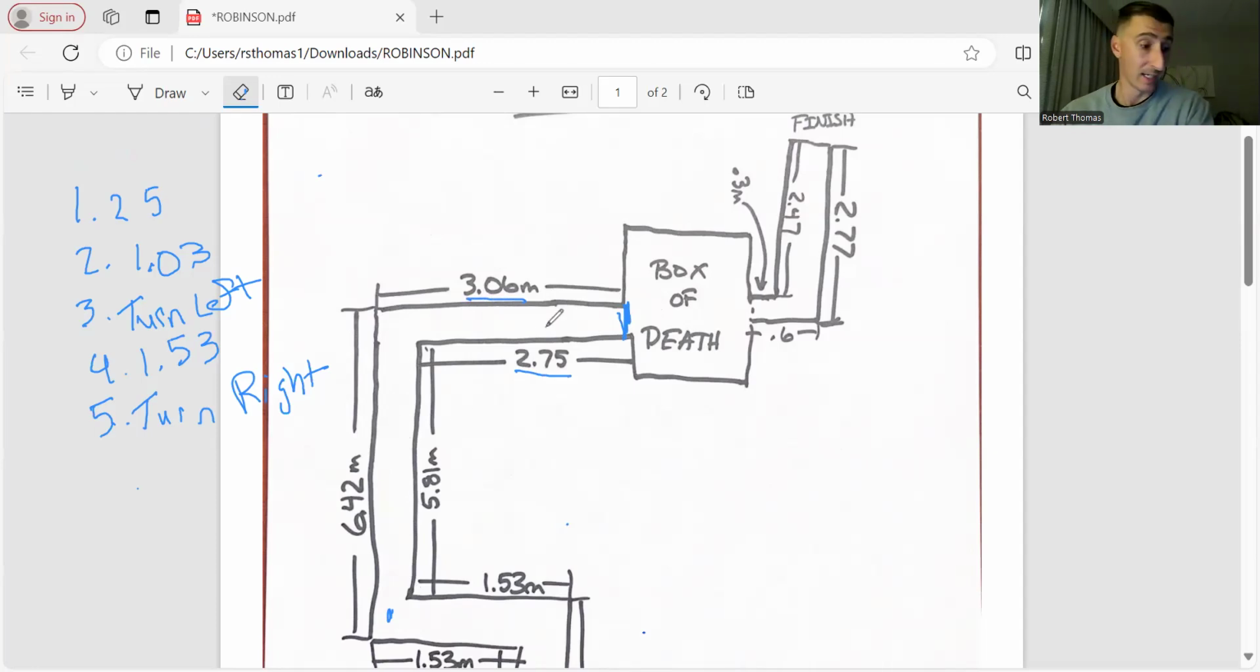Pause the video until you get your directions to right here. All right. Because you cannot continue until you have your directions to that point. All right. So go ahead and do that. You can pause the video and then we'll do that. So I'll leave that up there and then I'm going to pull up the box of death thing.